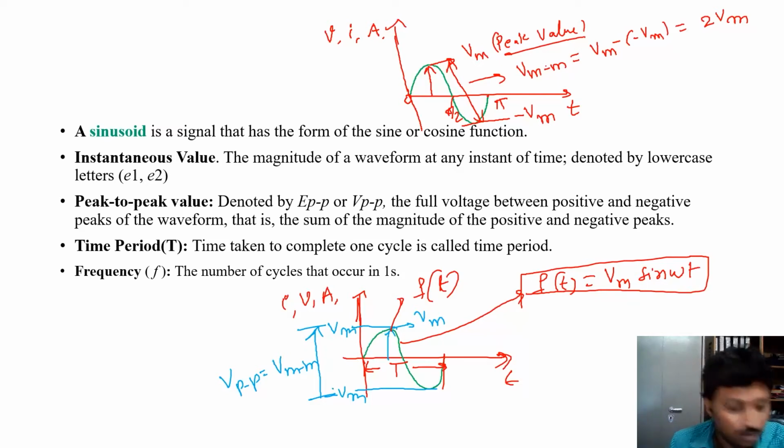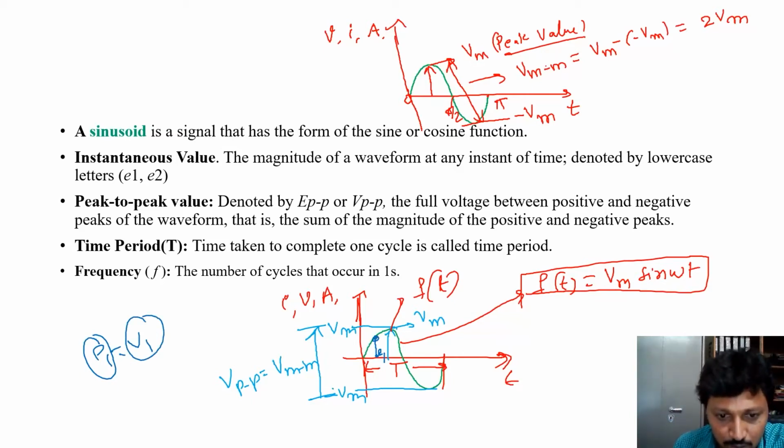Now, what is the instantaneous value? Instantaneous value means the magnitude of the waveform at any instant of time. If I take this point, I want to know how much voltage is here. I can represent that as E1 or V1, both of which stand for voltage.